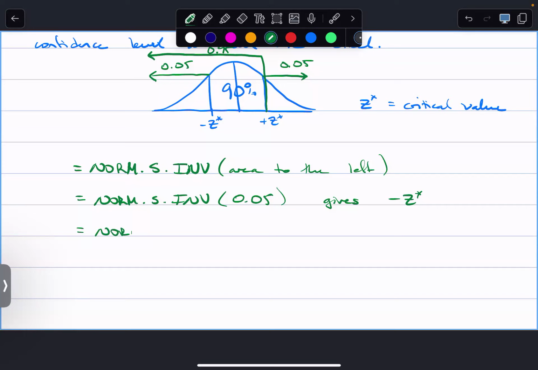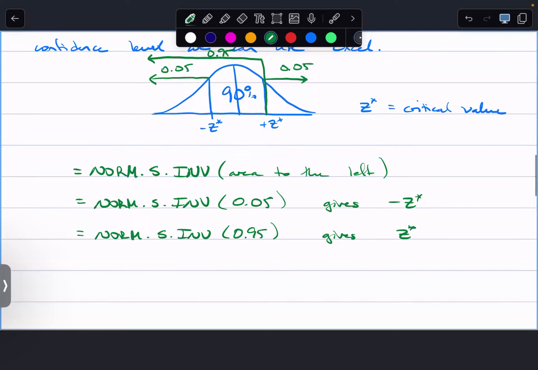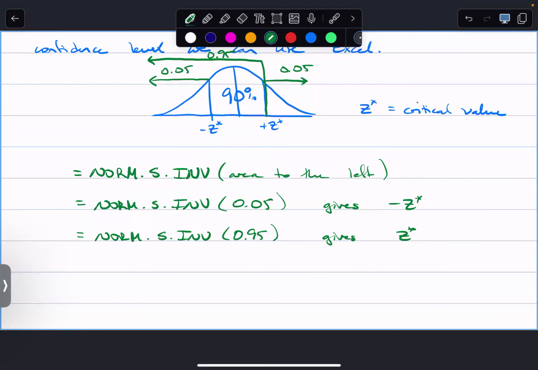Whereas if you use the upper one, norm.s.inverse of 0.95, it would just give the positive z star. So whichever one you'd like. As long as you're able to find the area to the left, then you can find the critical value. You can try it for a 95% confidence interval, for example, just to confirm that it's close to 2 or 1.96.